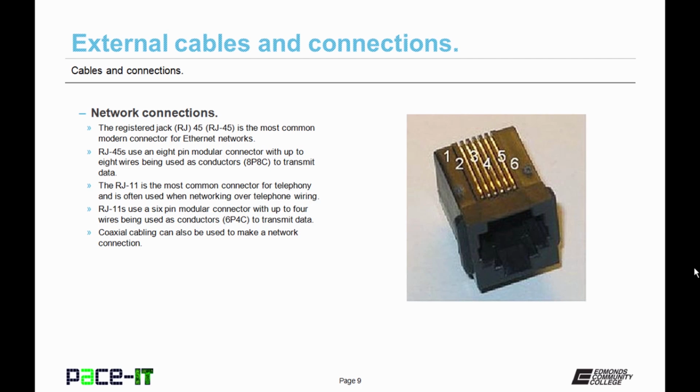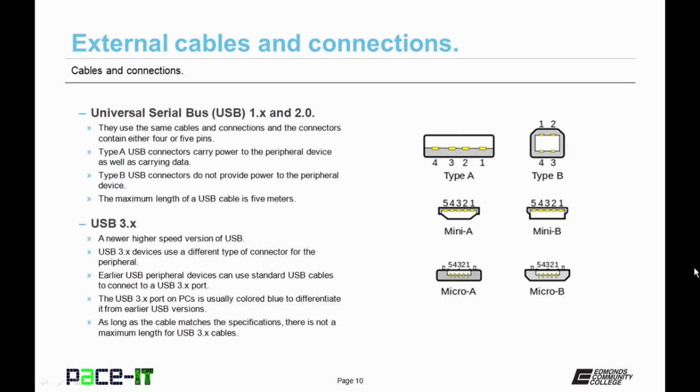Now, coaxial cabling can also be used to make a network connection, but it's not very common in today's local area network environment. So let's talk about USB versions 1 and 2. That's the Universal Serial Bus connector. Versions 1 and 2 use the same cables and connections.